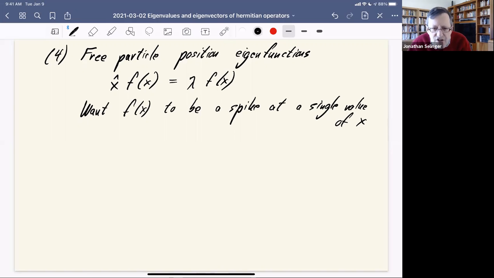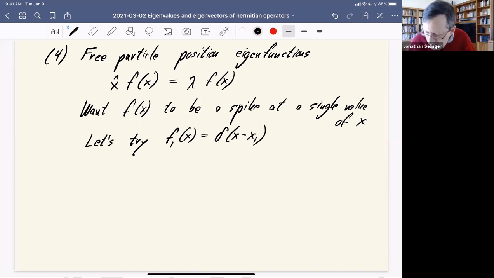We know a function that's a spike at a single value of x. That's this Dirac delta function. So let's try f1 of x to be the Dirac delta function of x minus x1. f2 of x is the Dirac delta function of x minus x2, whatever, right? So let's check that.